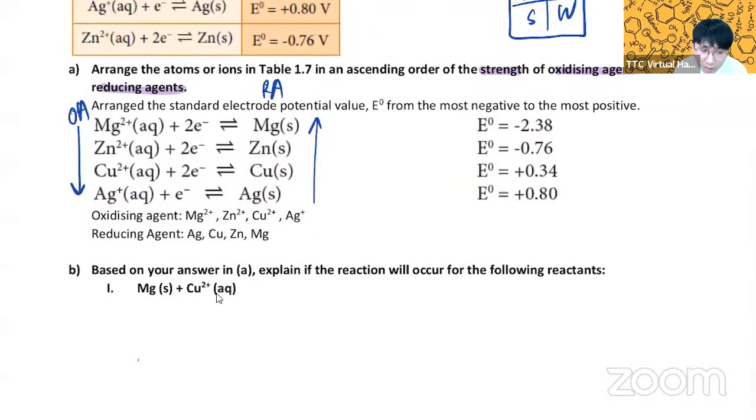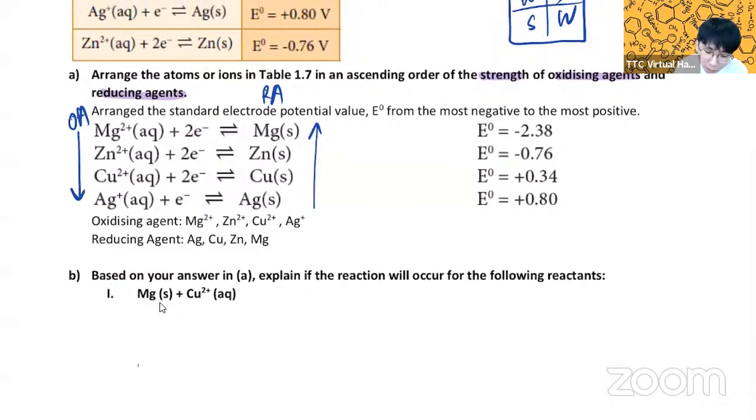Based on the answer in A, I want to see whether Mg solid and Cu2+ can have a reaction or not. So what you're going to do is go to the equation with Mg. You see you got Mg2+ and Mg. Which one do you select? You select exactly according to your question. The question is asking you Mg, not Mg2+. So that's why I'll be selecting Mg. Then Cu2+, it's in the equation of Cu there, select Cu2+.